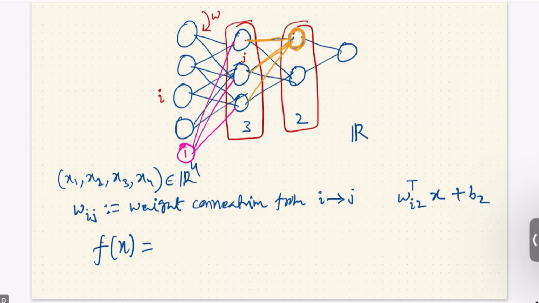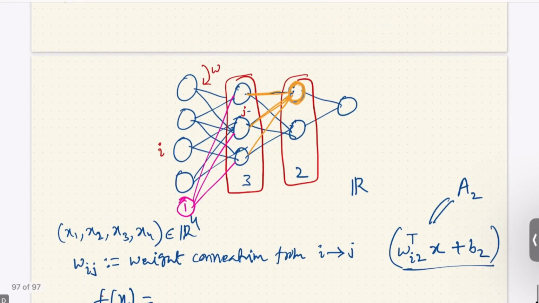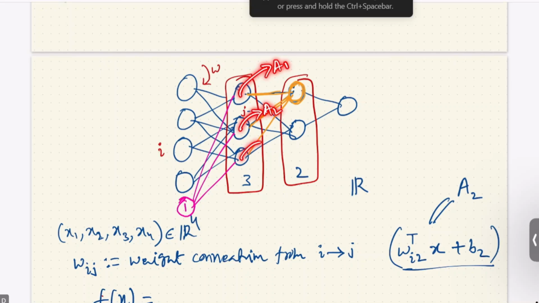So that is this one, the computation. This is a real number. This we are naming the affine function. Let's say A2. The 2 is referring to j equal to 2 that we are considering. For this one, you can say it is A1. For this one, you can say A2. For this one, you can say A3.